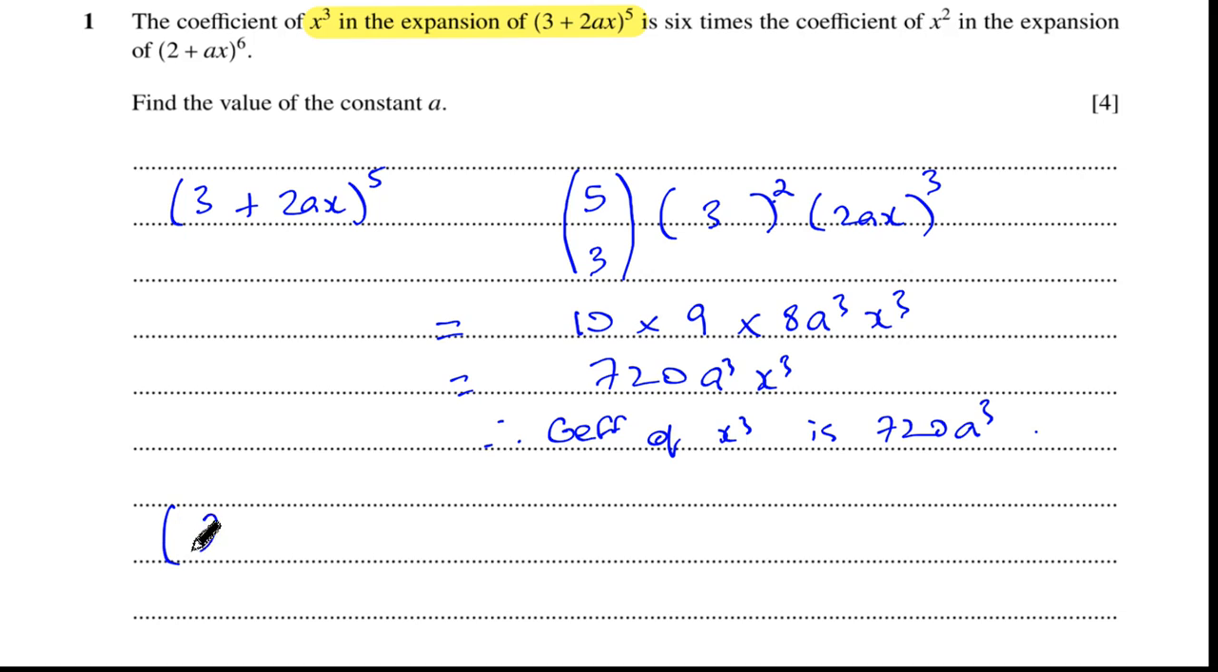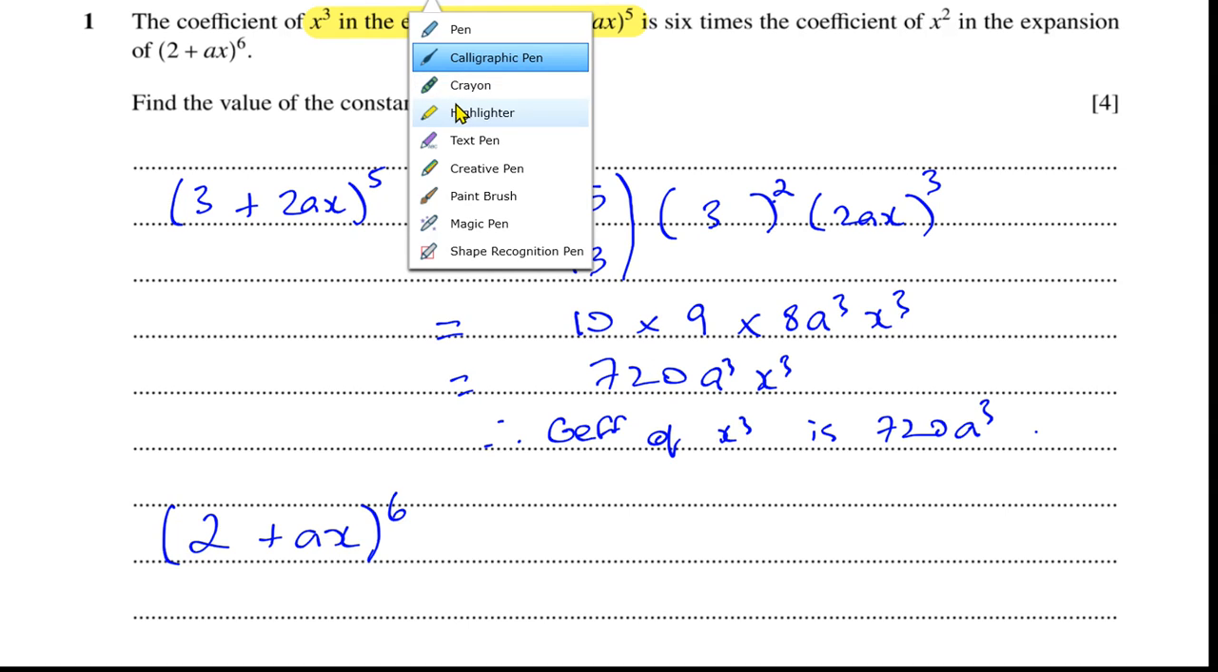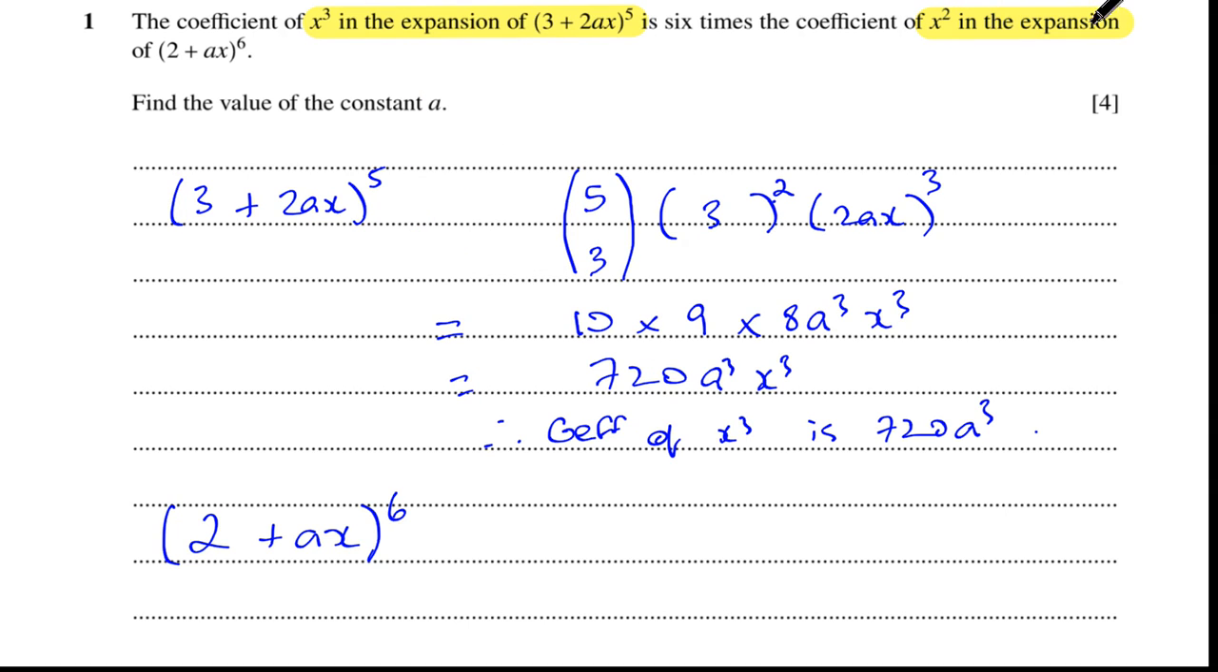And we have to do a similar thing here. So 2 plus ax to the power of 6. And we want to find from this the coefficient of x squared in this case. Coefficient of x squared. Okay. So in this case, here we're going to have our 3 brackets, sorry. So we have here 6 on the top. You'll have 2 in here and you'll have ax in here. And we want to find the coefficient of x squared in this expansion.